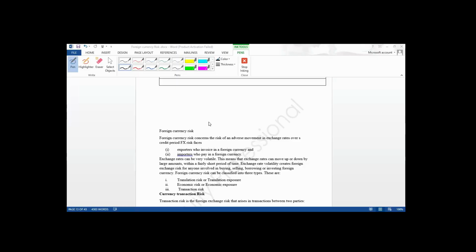This foreign currency risk can be classified into three. Please note that. What we call foreign currency risk is volatility in exchange rates. This volatility or fluctuation in exchange rates creates foreign currency risk for any company involved in buying, selling, borrowing, or investing in foreign currency.